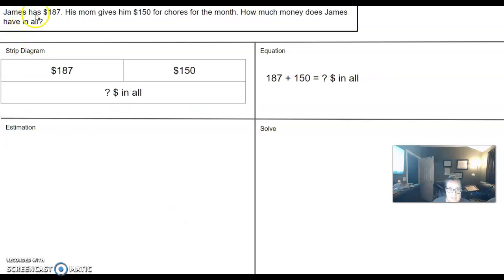The next question says James has $187. His mom gives him $150 for chores for the month. How much money does James have in all? Again, you have your strip diagram and equation from yesterday. Today, you're going to work on the estimation.